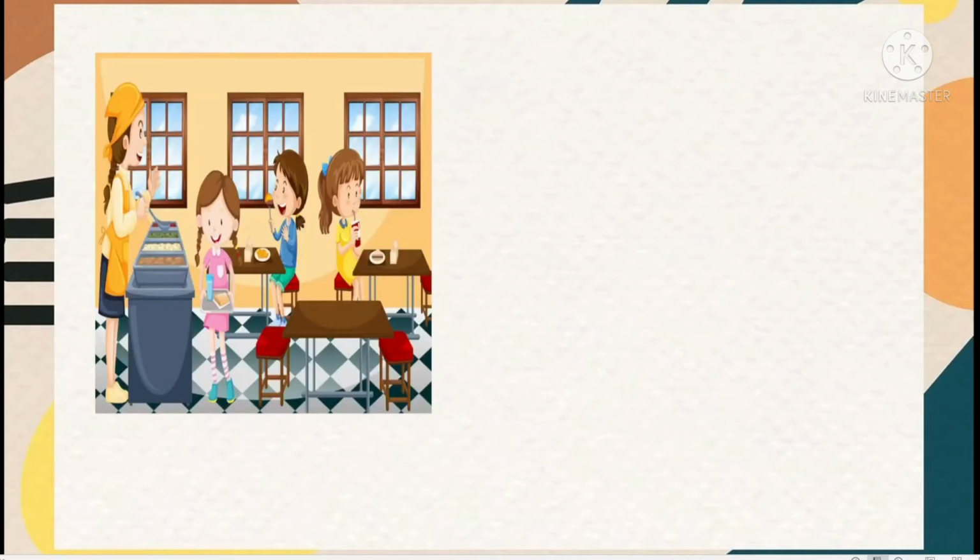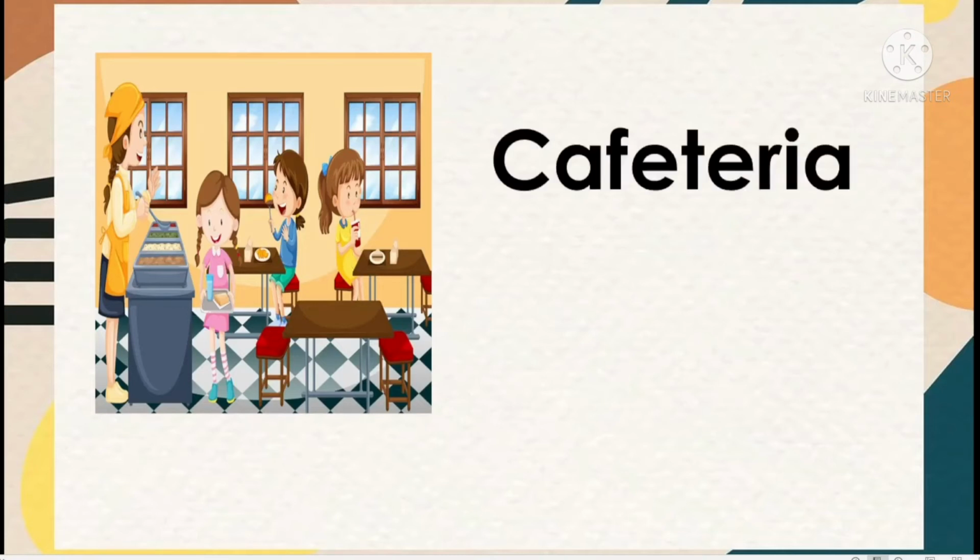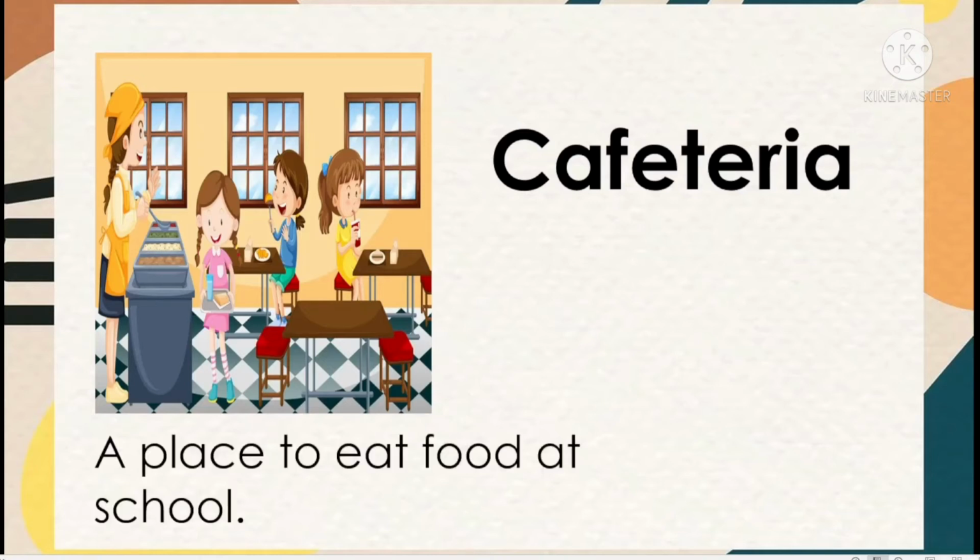Okay, this one. The children are eating. What kind of room is this? Is this the classroom? No, it's not. Is this the library? No, it's not, teacher. This is the cafeteria. Cafeteria. How do you spell cafeteria? C-A-F-E-T-E-R-I-A. Cafeteria. Now, the cafeteria is a place to eat food at school. This is where you eat your food. Drink your milk. Okay, cafeteria.